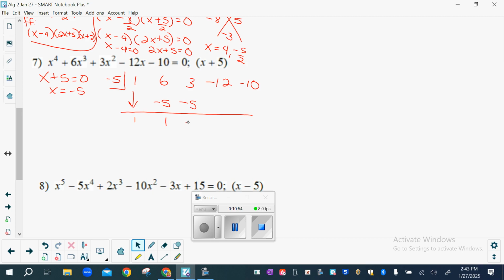Would be negative 2. Positive 10. Would be negative 2. And then positive 10 so it would be 0. Good. And that's what we want. We want to get 0. If you don't get 0, you've done something wrong because you know it's a factor. It's given to be a factor. Good question.